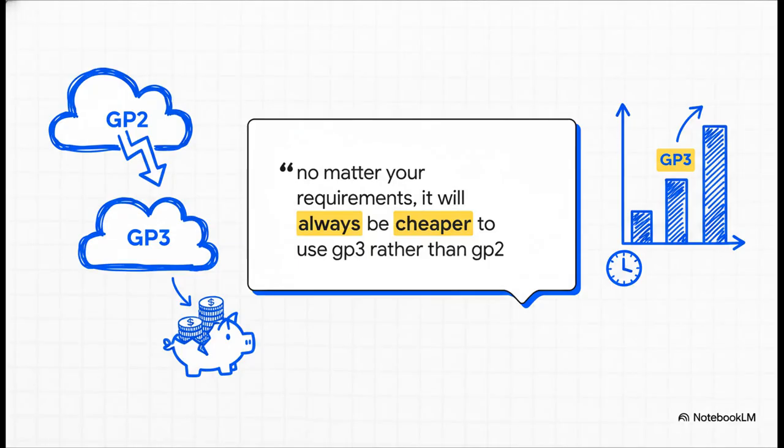And this quote just nails it. This is the key takeaway for your exam. If a question puts you in a situation where you're choosing between GP2 and GP3 for any new workload, the answer is almost always GP3. It's more flexible, it has a better performance baseline, and it's more cost-effective. It's just the better choice.